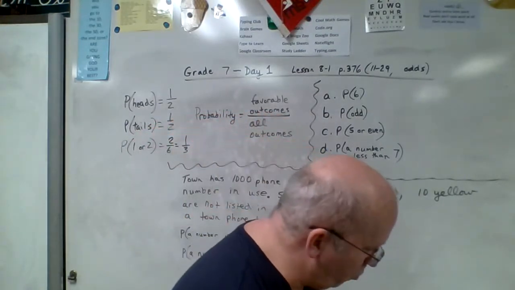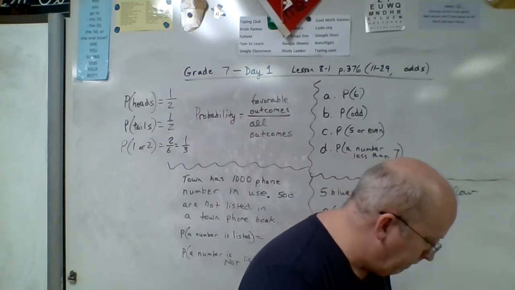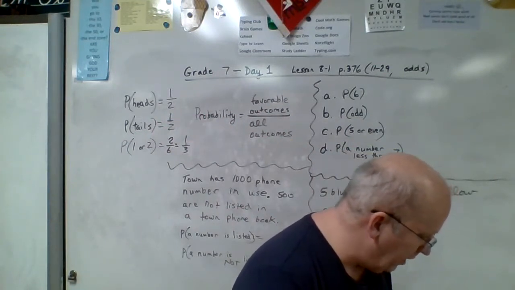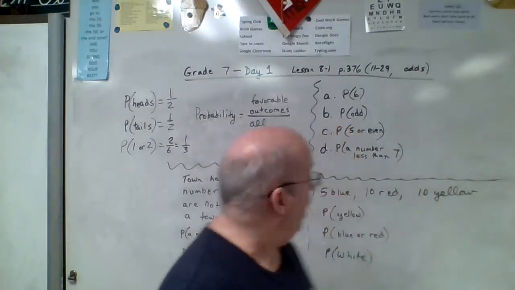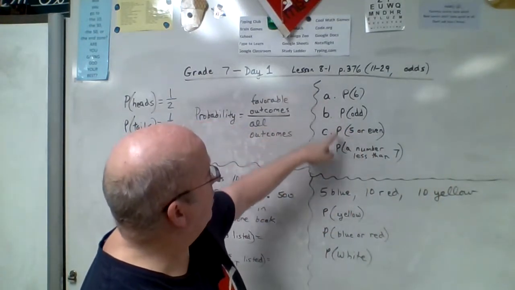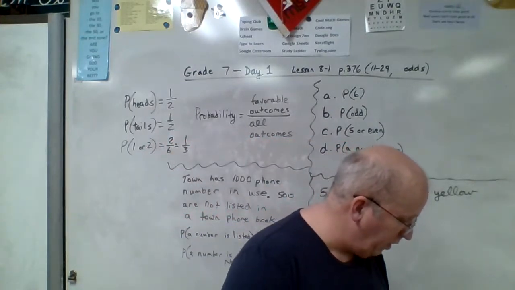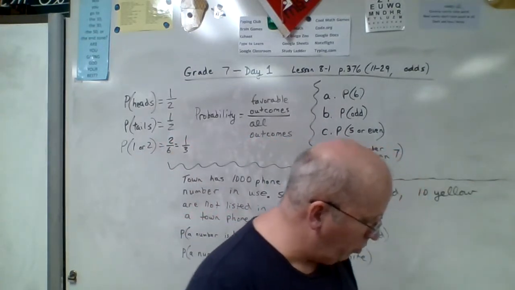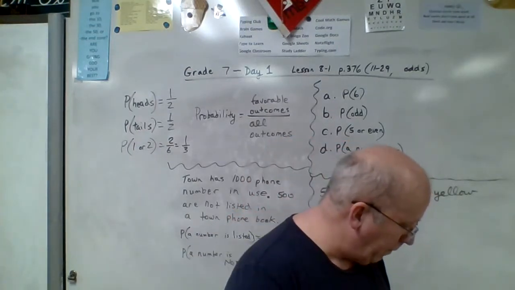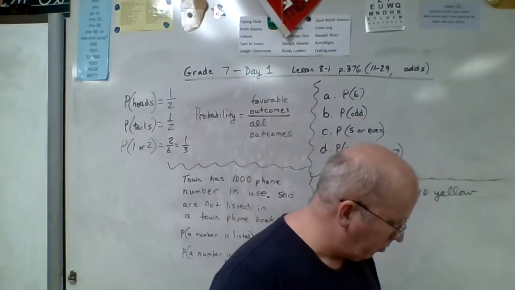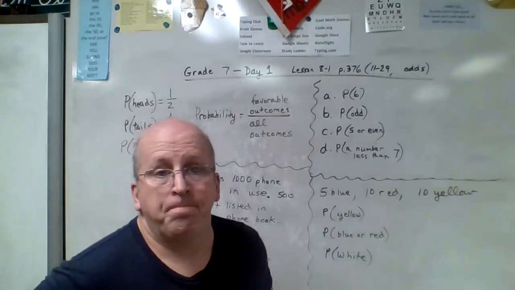On page 375, there are a bunch of green problems in the middle of the page, A, B, C, and D. I've written A, B, C, and D right here. So take a look at the green section on 375. It says, the spinner is used for a game. Write each probability as a fraction, a decimal, or a percent.